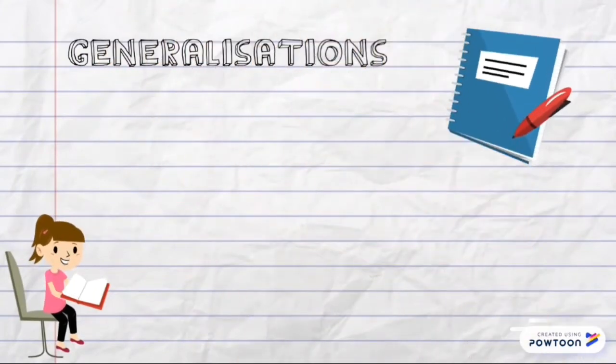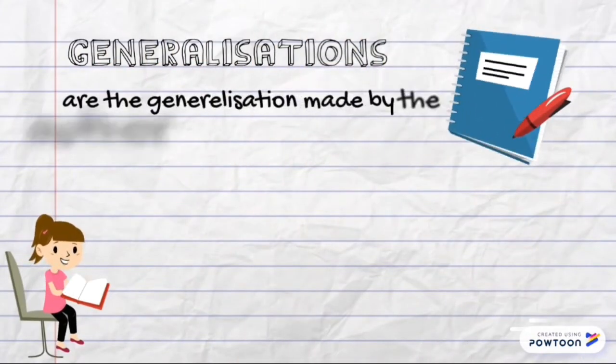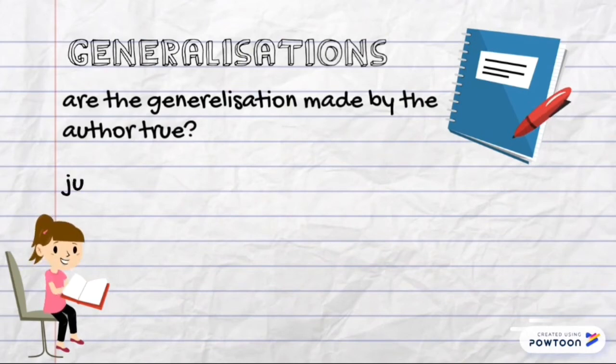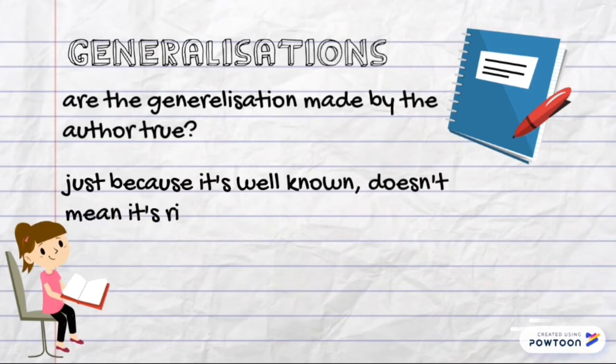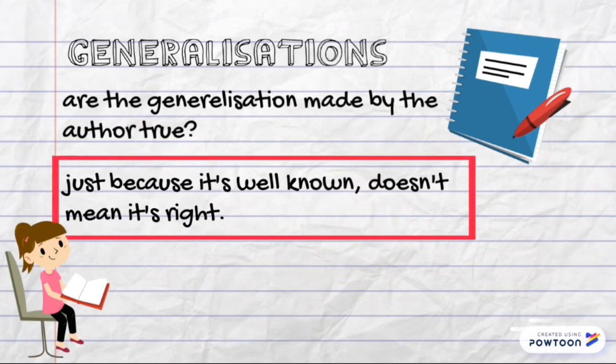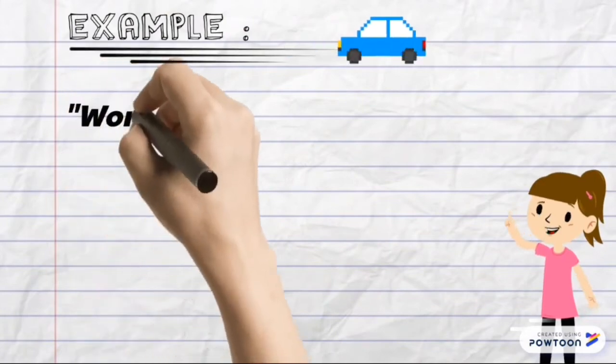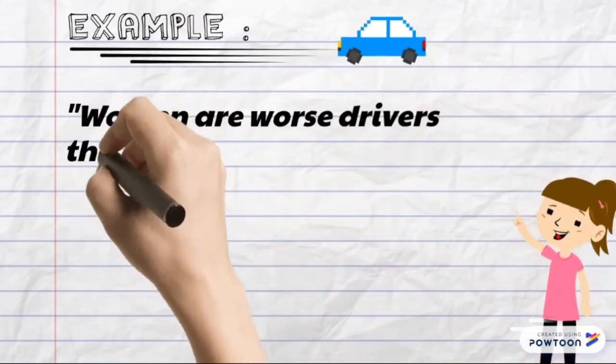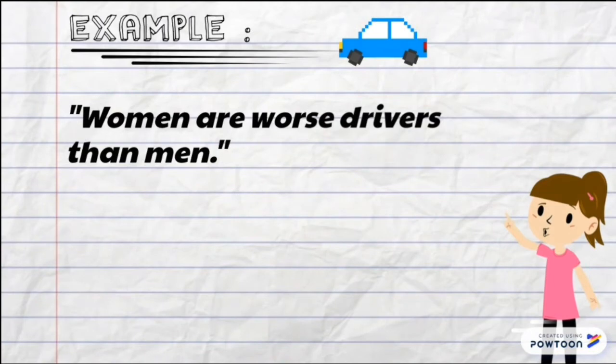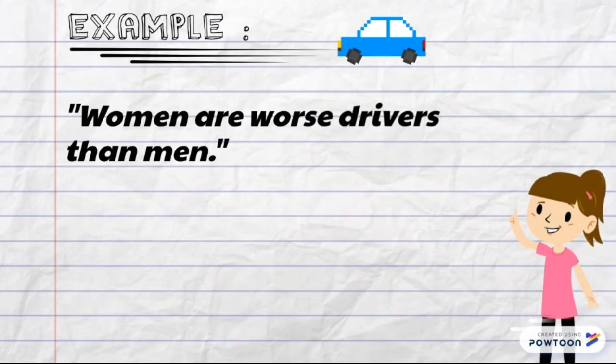First is generalizations. Are the generalizations made by the author true? Remember, just because the generalizations are well known, it doesn't make them right. For example, there is an argument like this. The argument seems right, but before we accept that argument, we have to see the fact. While the fact says like this.